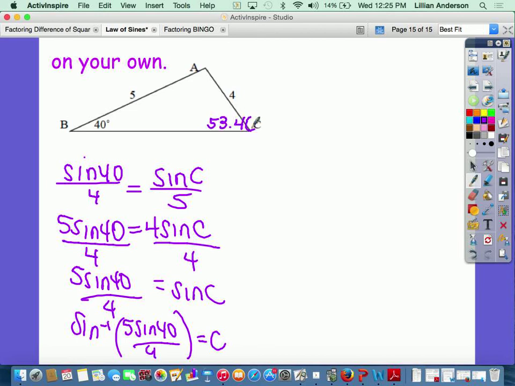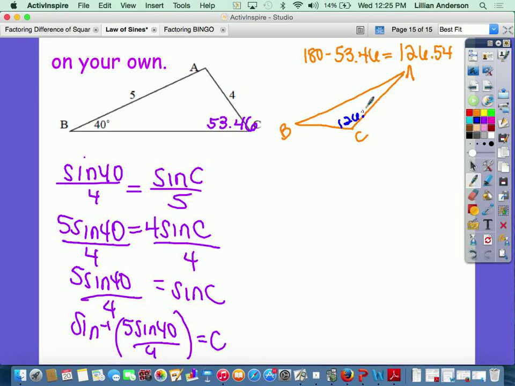53.46. This is a side-side-angle situation, so I have to check for the ambiguous case. What do I do? Subtract the first angle found from 180. I get a measure of 126.54. That could potentially be an angle C in a new triangle. Angle B still stays 40. Side B still stays 4. Side C still stays 5.